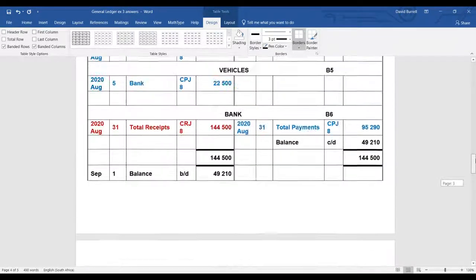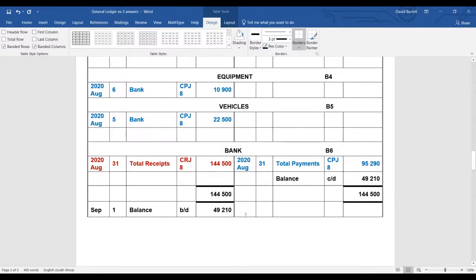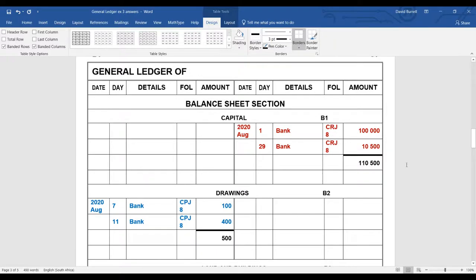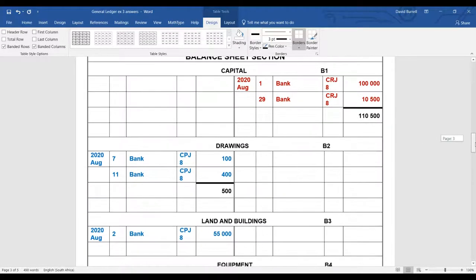You should always do the balancing in the bank account where you'll have entries on both sides. So it's the carried down, brought down balancing. Then any other account where you've got more than one entry on the same side, just total the way I have. Okay, I think that's really it for this video.